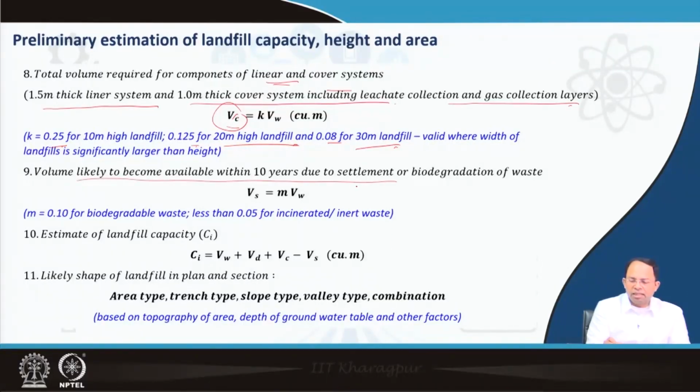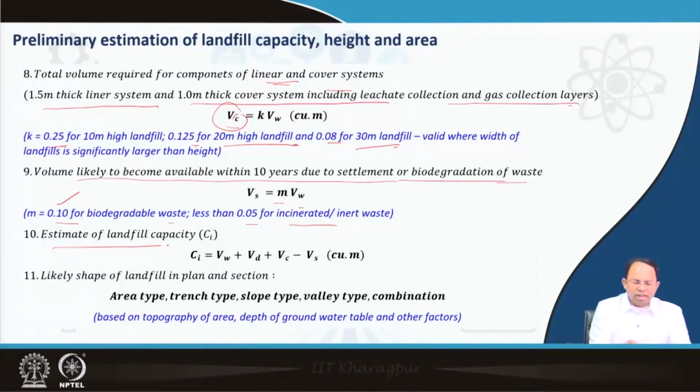These are all additions in terms of volume, but at the same point of time, volume is likely to become available within 10 years due to settlement or biodegradation of waste. There is a lot of organic matter in the waste which degrades, and accordingly a lot of gases are released, so there is a lot of compaction or settlement of the waste. Usually that is taken as Vs equal to m into Vw, where the value of m is around 10% for biodegradable waste or 5% for incinerated or inert waste. Most Indian landfills have a certain amount of biodegradable waste, so it is safe to go with 10%, meaning 10% volume would be available due to compaction.